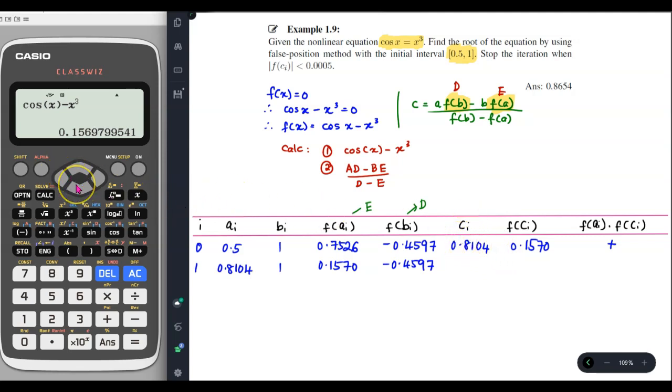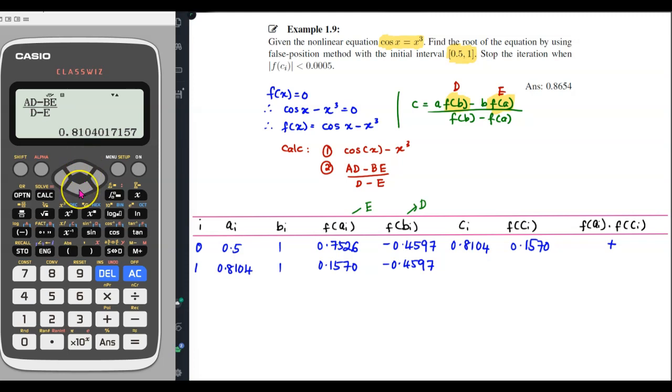So we need to compute the new value of C. So go back to the second formula, press the calculate button. Our A now is changed to be 0.8104. D somehow remains, so just use this button. B also remains, and E is FA, so the new value 0.1570. Now we have the new value of C.